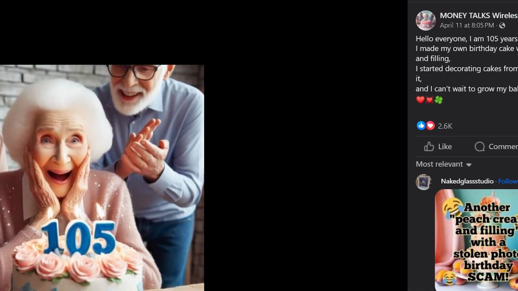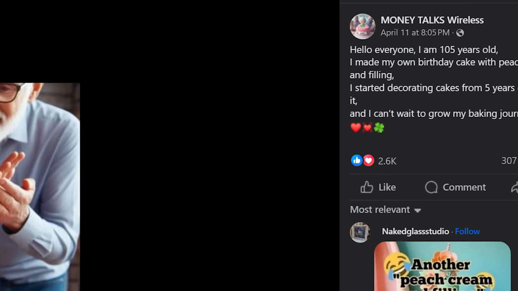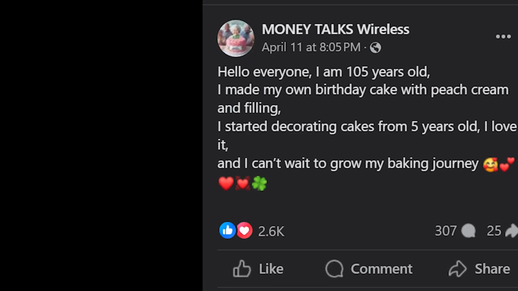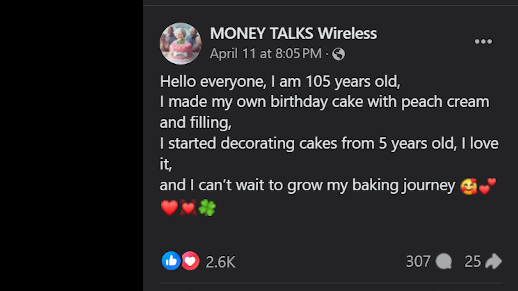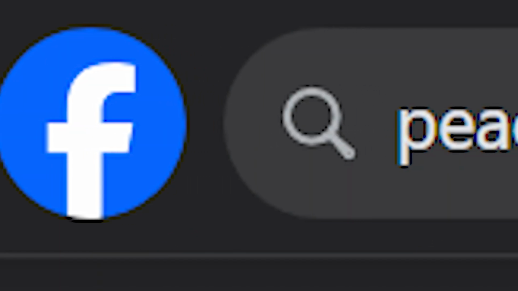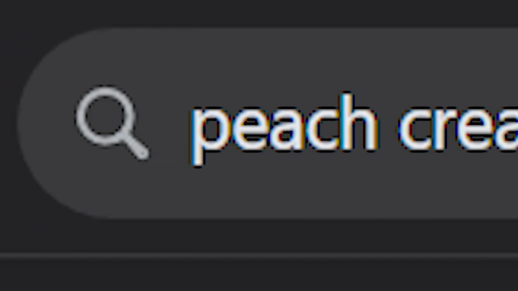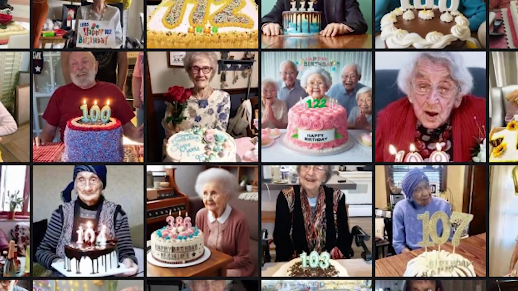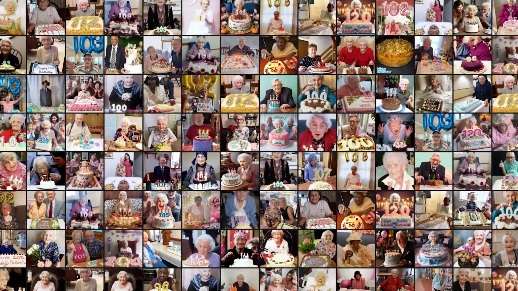Lastly, the elderly birthday photos almost always are written by the person in the photo, allegedly, who will claim they made their cake with, quote, peach cream and filling. In fact, if you search Facebook for the phrase peach cream and filling, you will find thousands of these photos. Thousands. So, what exactly is going on here?